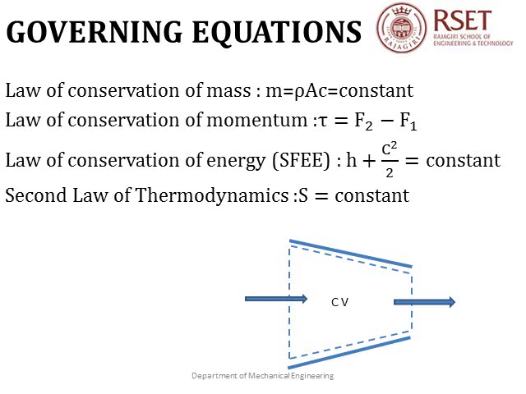The second law of thermodynamics reduces to the form that entropy is equal to a constant, since it is a reversible process. So this gives us the governing equations for an isentropic flow.